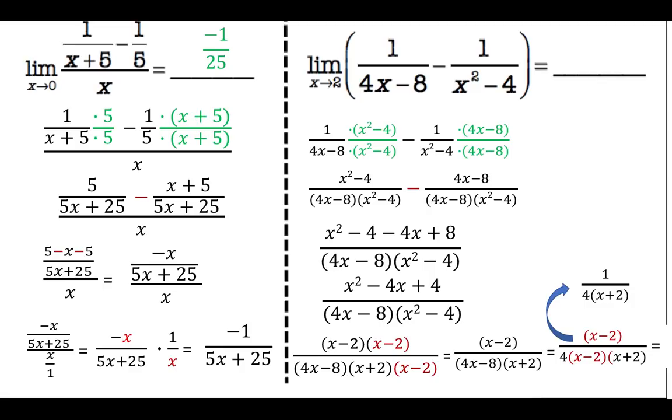Wow. Now that I have that, let's see if I can plug in 2 finally, and I won't get division by 0. So if I take my 2 and plug it in, I get 2 plus 2, that's 4, times 4, 1 over 16. We've done it. We found the limit without division by 0. This is how you do it.